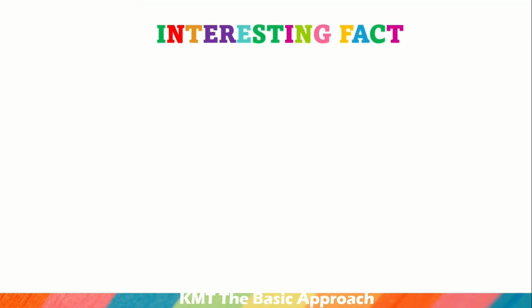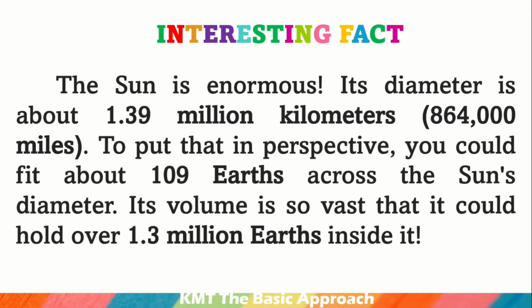Interesting fact: the Sun is enormous. Its diameter is about 1.39 million kilometers or 864,000 miles. To put that in perspective, you could fit about 109 Earths across the Sun's diameter. Its volume is so vast that it could hold over 1.3 million Earths inside it.